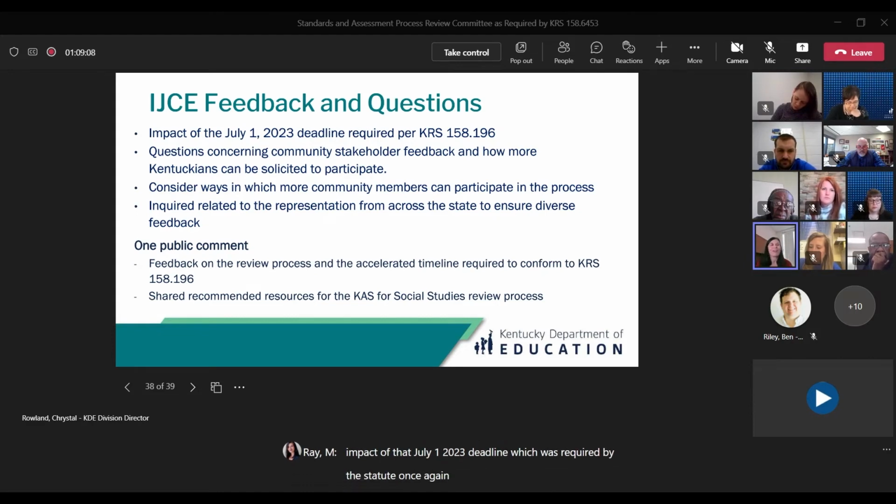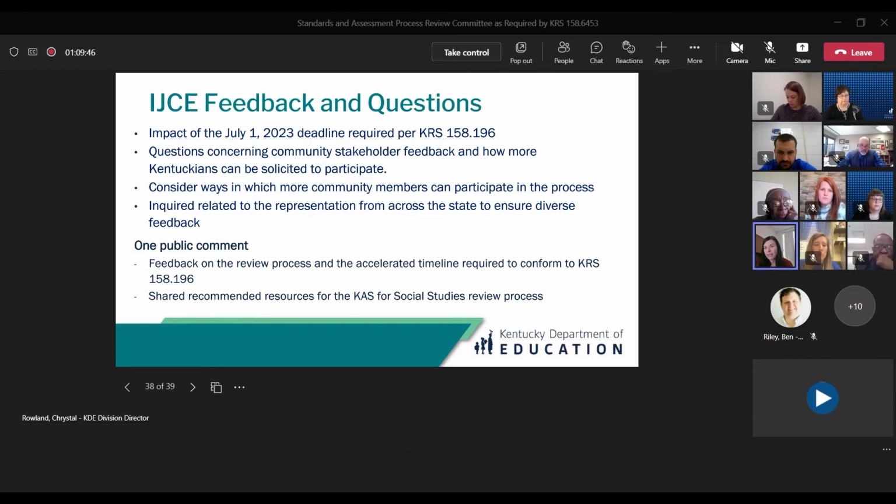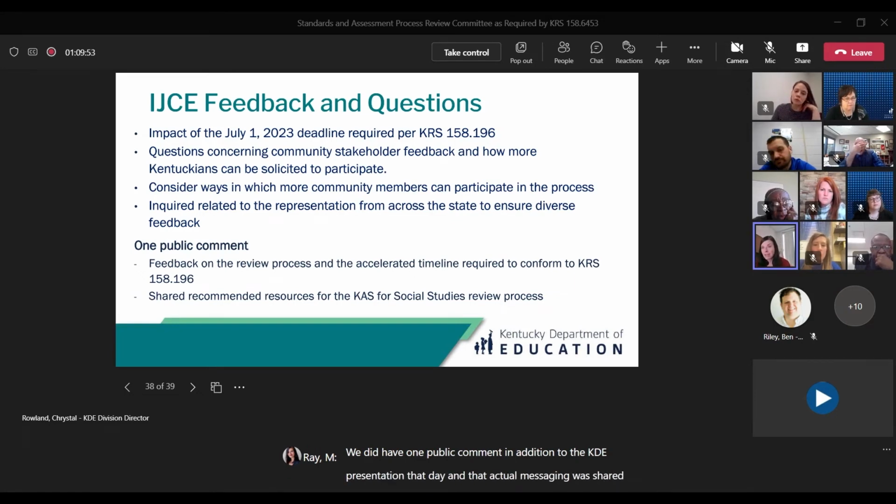Once again, as you all already know and have anticipated, they had questions concerning the community stakeholder feedback. So they were seeing that we are getting responses from educators, but they were wanting to look to see how we could encourage feedback beyond just educators. They also asked us to consider ways in which, in general, more community members could participate, and they inquired related to the representation from across the state to once again ensure diverse feedback. And that was both in connection to the membership of the advisory panels and review committee, but also the respondents to the survey itself. We did have one public comment in addition to the KDE presentation that day, and that actual messaging was shared with you via email.